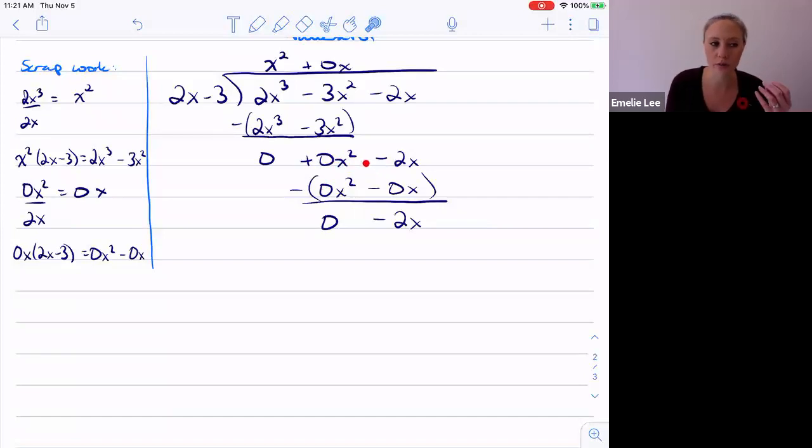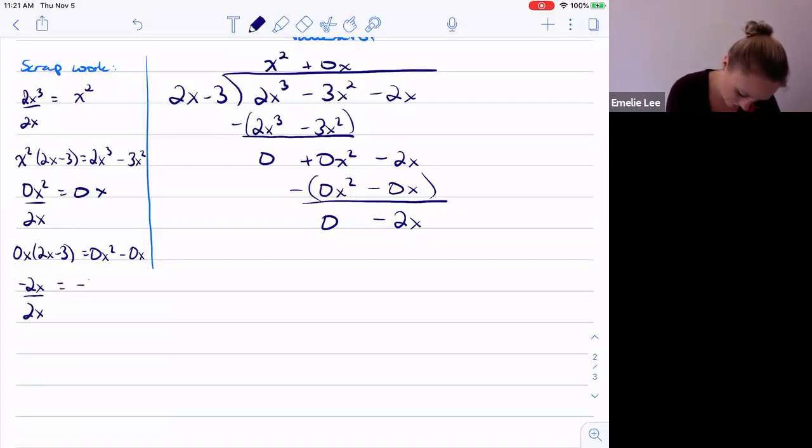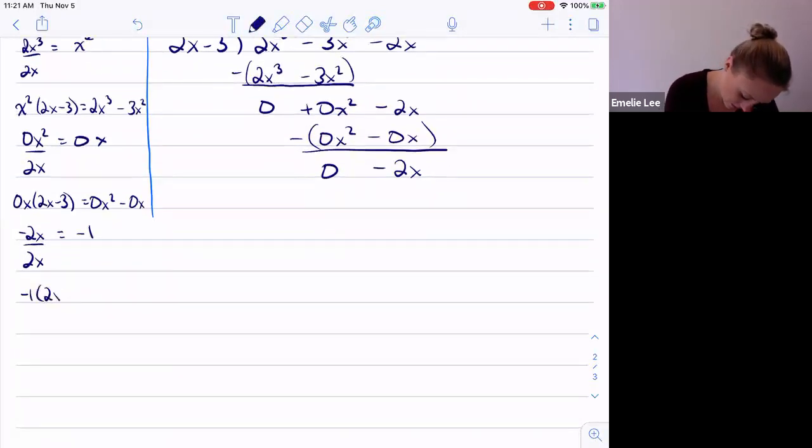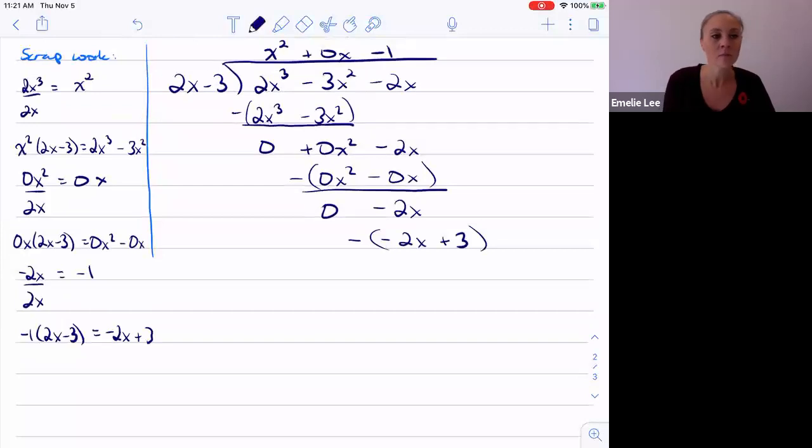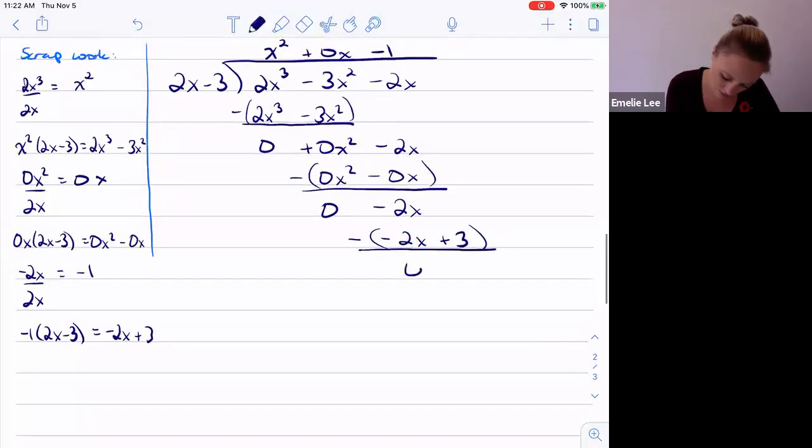Depends on how comfortable you are, though, because what you'll see is this is just 0, and then when it picks back up again is at negative 2x divided by 2x. So now we get negative 2x divided by 2x is negative 1. So minus 1 up here. Minus 1 times 2x minus 3 is negative 2x plus 3. So down here, negative 2x plus 3, which I'm subtracting here. Negative 2x plus 2x is 0, and 0 minus 3 is negative 3.